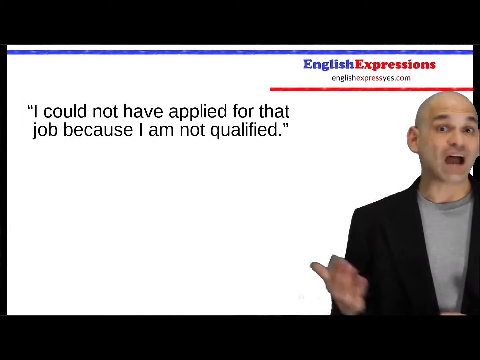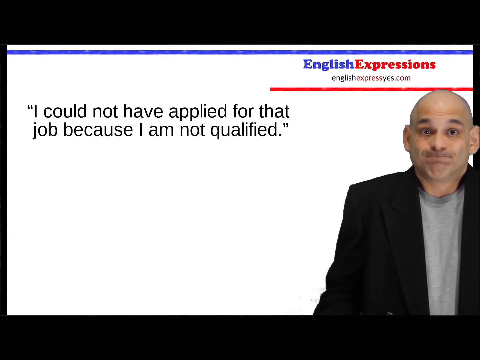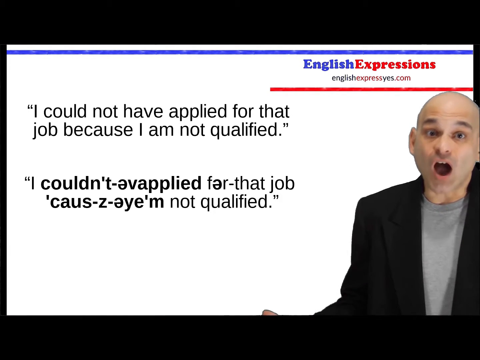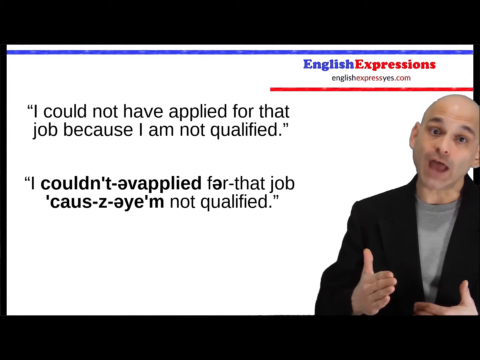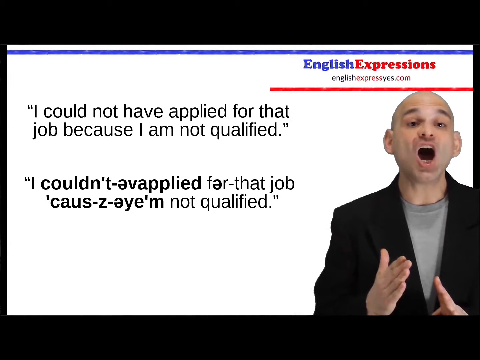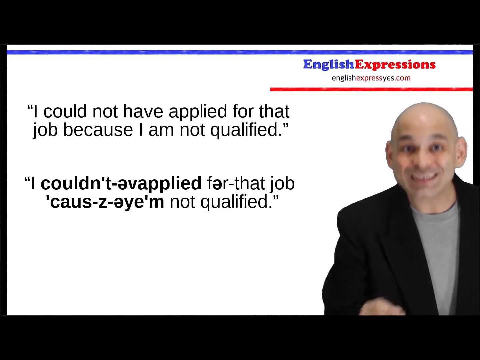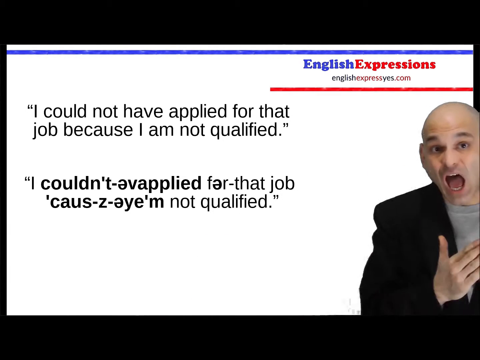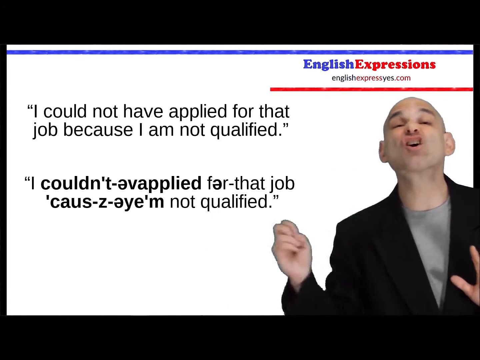It's a pop quiz. I could not have applied for that job because I'm not qualified. Native English speakers wouldn't say that. We would say, I couldn't have applied for that job because I'm not qualified. So, we don't say I could not. No, I couldn't. And notice here, we don't say couldna, we say couldn't've. We use the V because we want to link with the A in applied. I couldn't have applied. It's like one word. I couldn't have applied for the job.